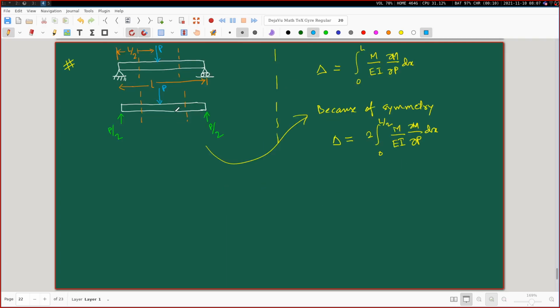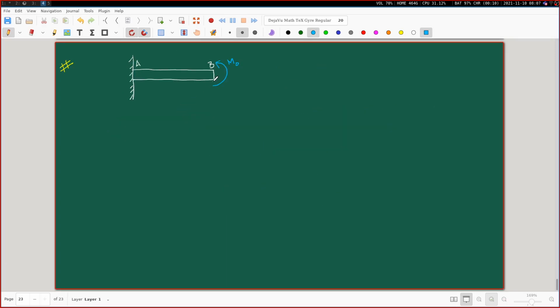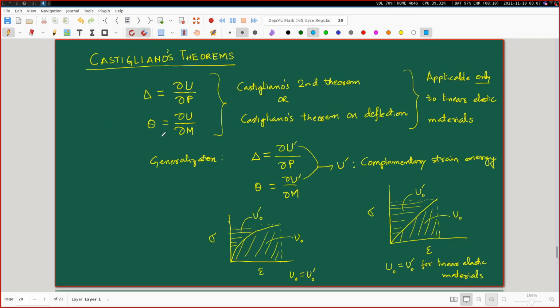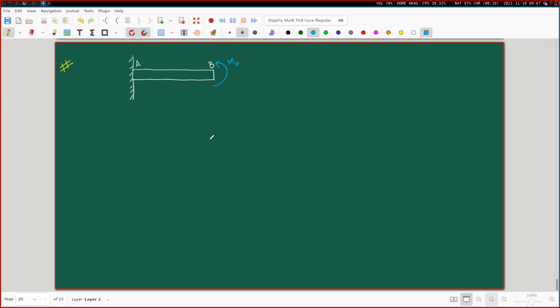Now, since the question is of slope and this moment is given, if you go back to the statement of Castigliano's theorem, you see this one. All this while we were doing this thing; now we are going to use this, that the slope is equal to del U del M.